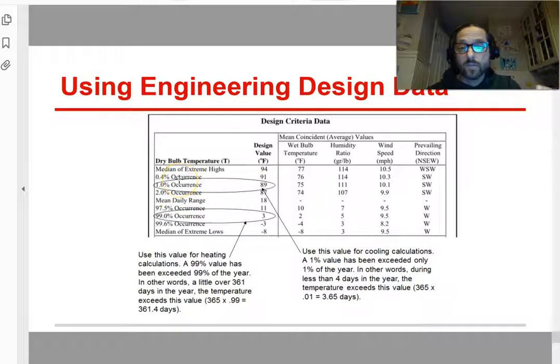So this basically tells you that at the really hottest part of the year, it's 89 degrees. It gets a little hotter than that on average, but very infrequently. And it very rarely gets colder than 3 degrees. Okay, so why do we care?